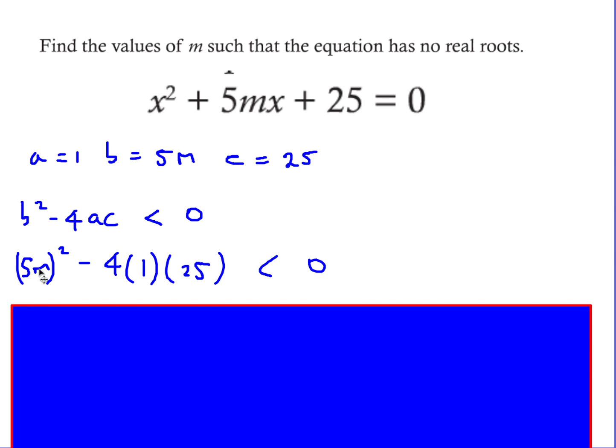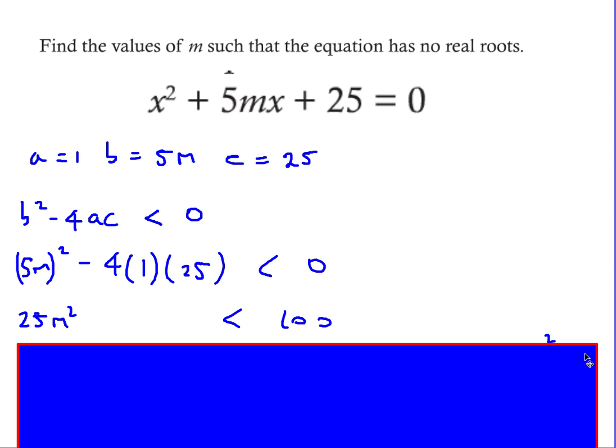Again, just put your brackets in, make sure you don't make any mistakes. You'll get the method marks: 5m all squared minus 4 times 1 times 25. Just be careful, 5m all squared is 25m squared. I've rearranged this and brought it over here, so I get 25m squared less than 100.